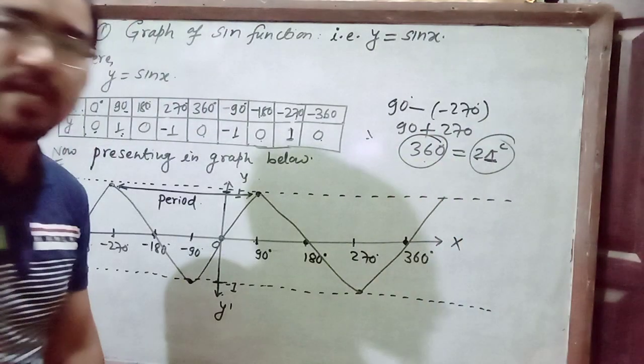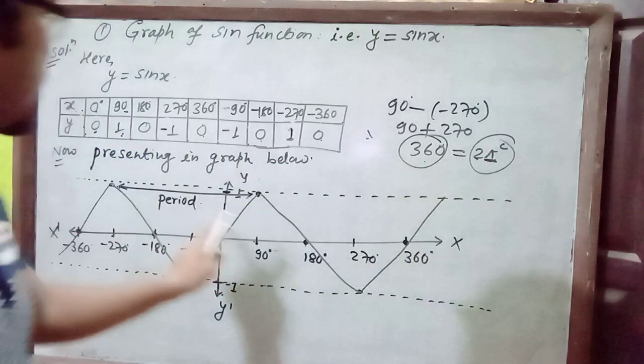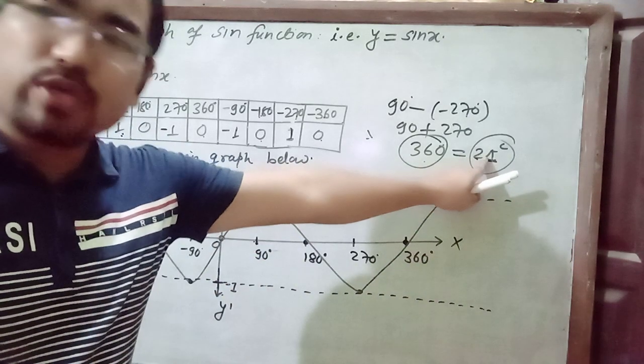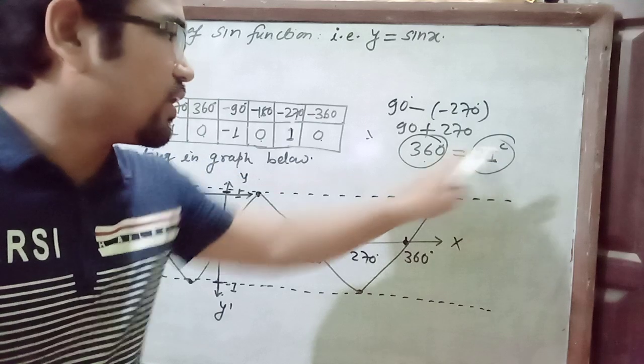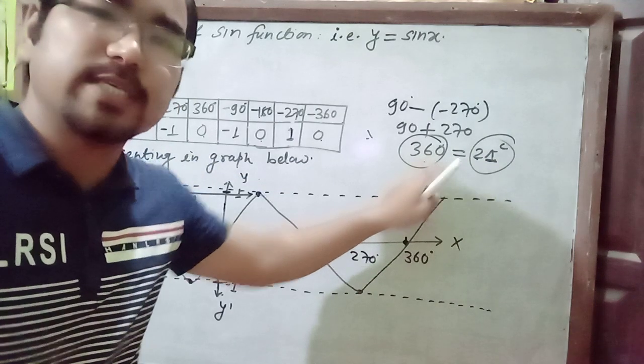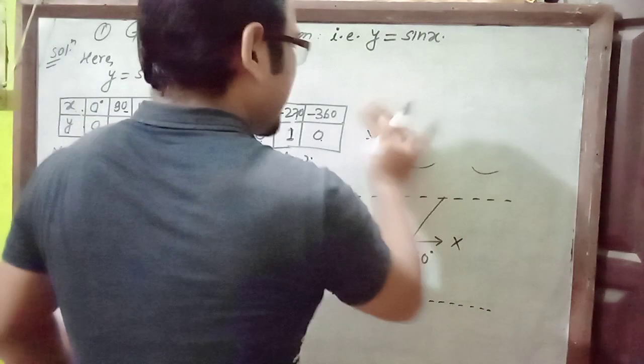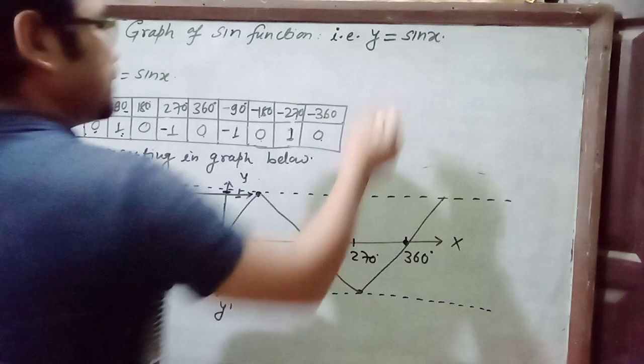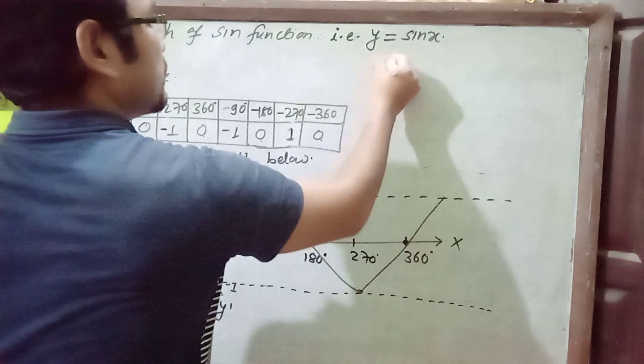So we can say the period of the sine function is 2 pi. The sine function period is 2 pi, or otherwise we can also say 360 degree. We need to note some things here, so first, number note.